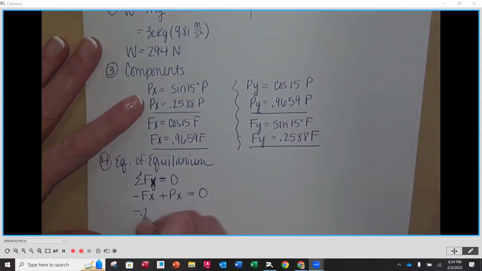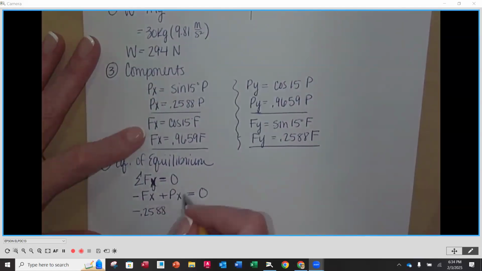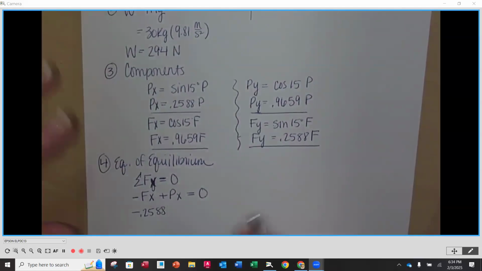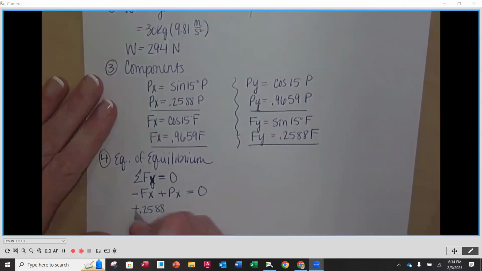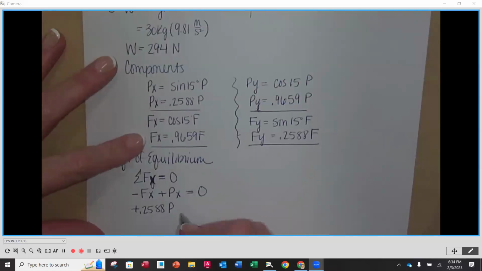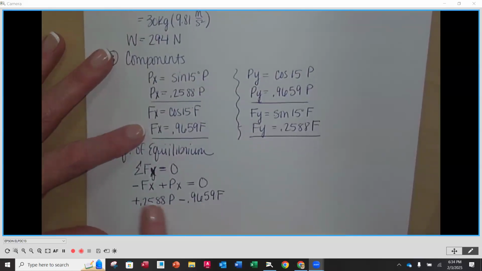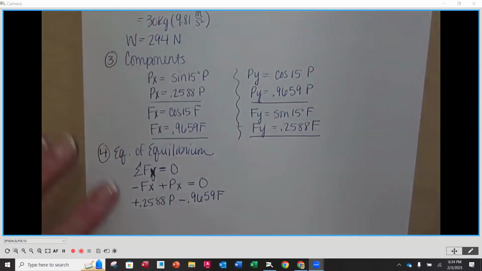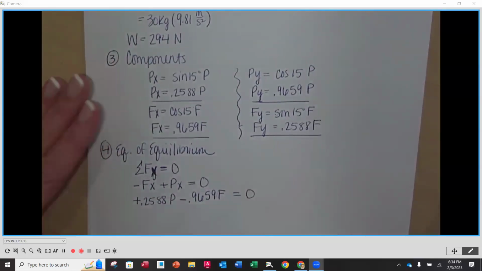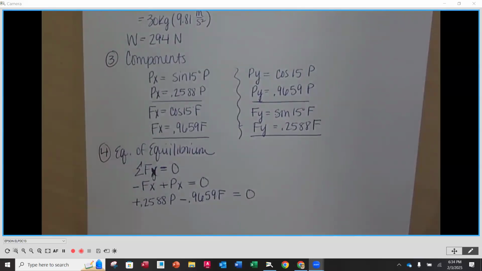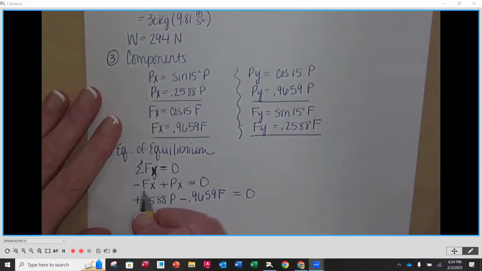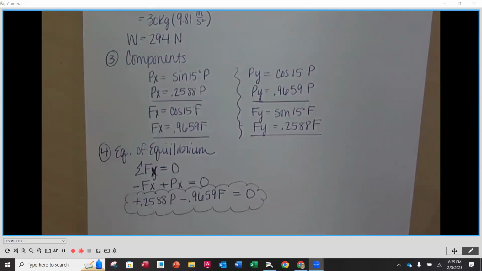So we've got a negative 0.258. Oh, shoot. See, that's why I don't like pencil. Okay, I'm going to put the P first because that's the same number. And then minus, because it's the FX, 0.9659F. There we go. So I just switched these because I started with the wrong one. And then equal to 0. So we have one equation with two unknowns. We can't solve this, but we're going to put a little cloud around it, and we're going to come back to it if we can.